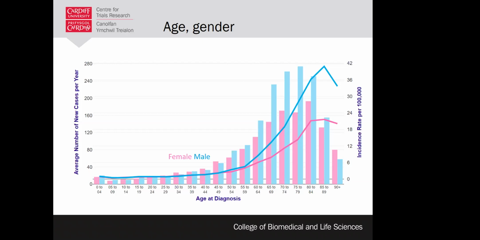I would like to say this is a CRUK graph, so this color coding of pink for female and blue for male is straight out of the 1970s, but it is from CRUK, so that's not me.